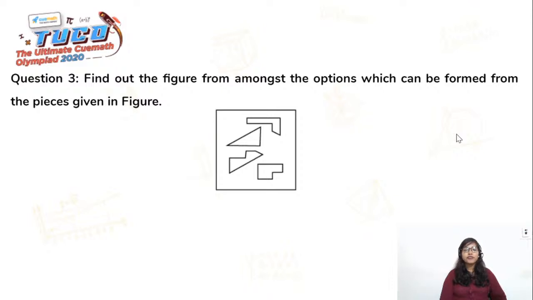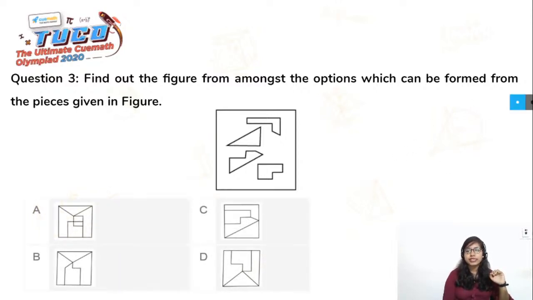Find out the figure from amongst the options which can be formed from the pieces in the figure. So this is a figure in which you have bits of pieces, and using these pieces, you will have to check out of the given options which one includes all these bits of pieces in it. I would be putting down the options as well. Let's see who gets the right answer for this.